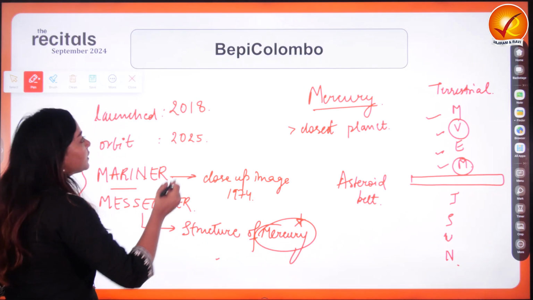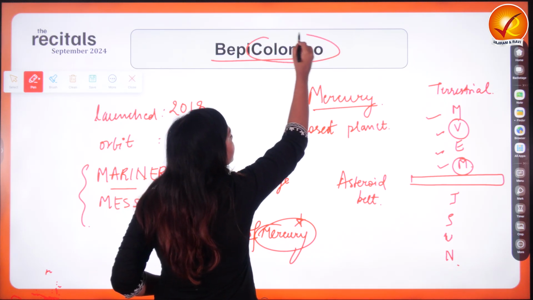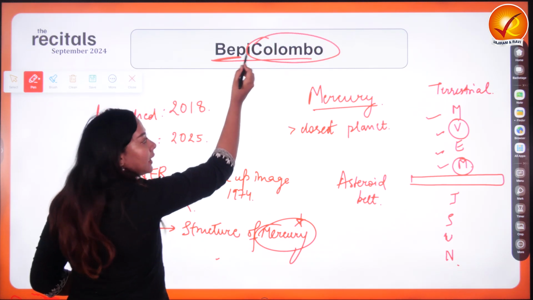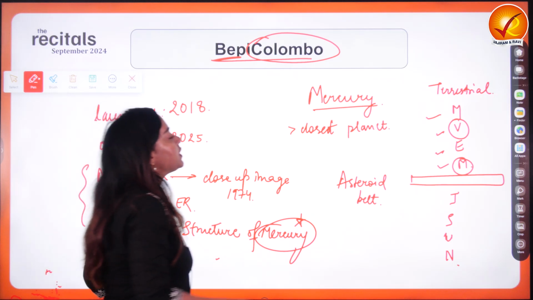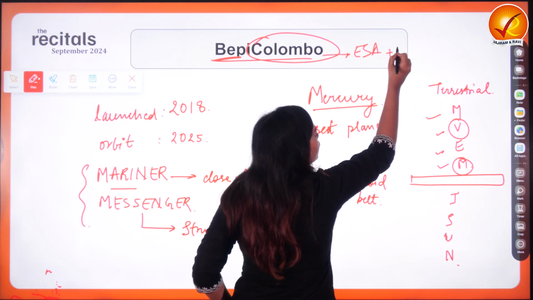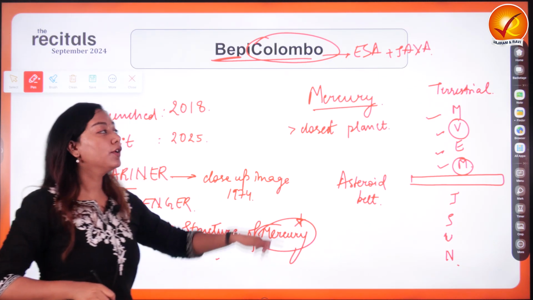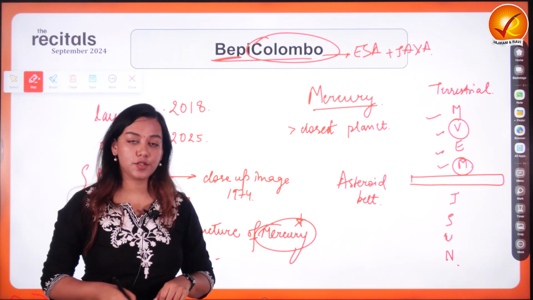Why? Because of this project, BepiColombo. Colombo was the name of a great scientist from Italy, and Bepi was his nickname. The BepiColombo mission was initially taken up by the European Space Agency, and now it is also supported by the Japanese Space Agency. So it's a collective endeavor of these two very important space agencies of the world.